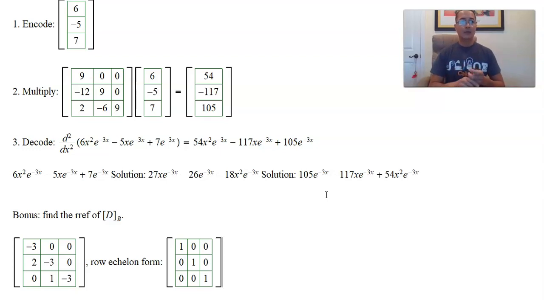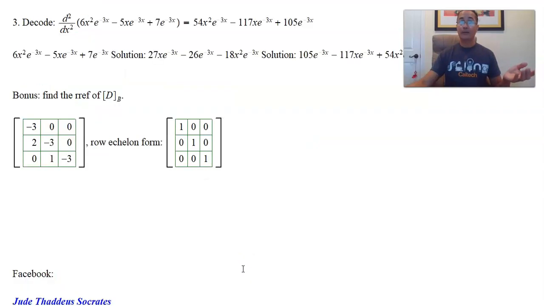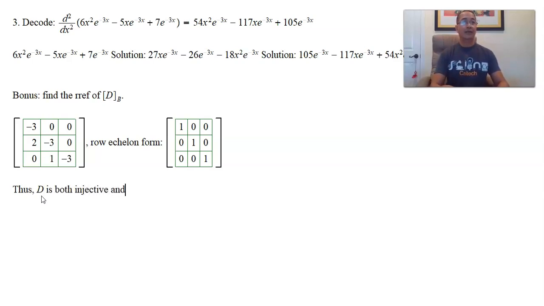Okay, so what can we conclude then? There are 3 leading variables, so the rank is 3. The dimension of the domain and the codomain are both 3, so D is onto. There is no free variable, so D is also one-to-one. The kernel is just the 0 vector. Okay, so D is both injective and surjective. Does that ring a bell to you?